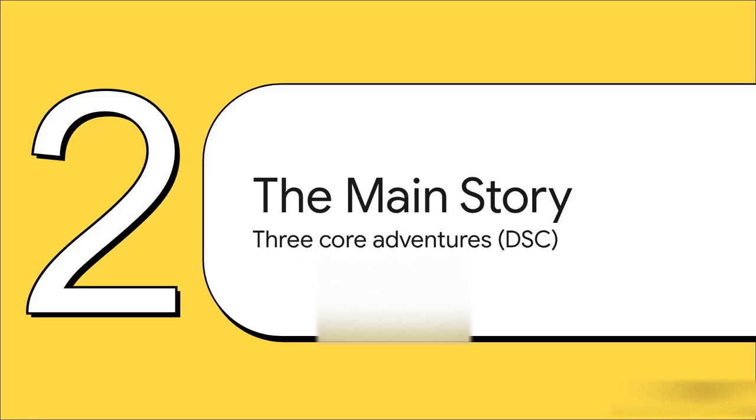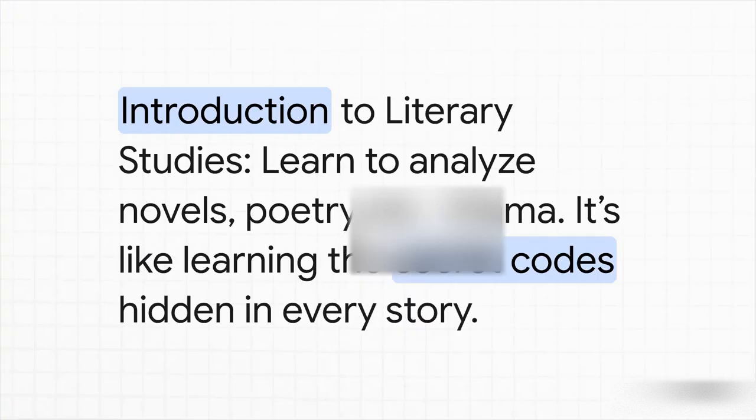All right, let's zoom in on the heart of the map. We're talking about the 3 discipline-specific core courses, or DSCs for short. Think of these as our main storybooks. They're the foundational adventures that every single person in our club has to take on. No exceptions here.